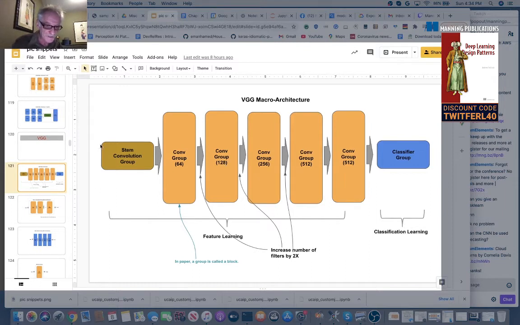Okay, what we say is between the stem and the end of the last convolutional group, that is where we're doing our feature learning. And in the case of image classification, the task group is where we're doing our classification learning. Of course, we could learn any task we wanted to. And so generically, that would be called task learning.